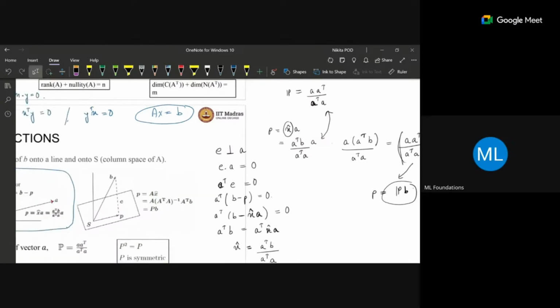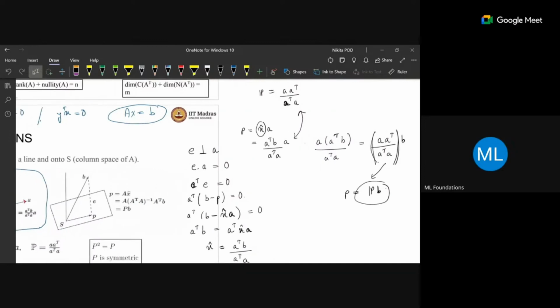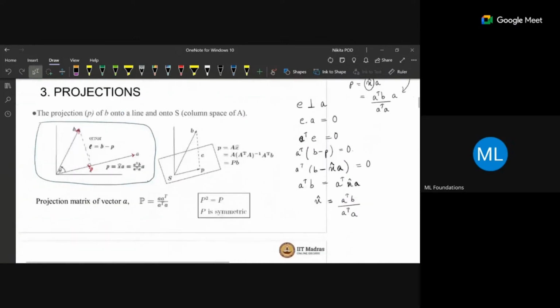So this was when you are projecting a vector onto a line. But in general, we would be interested in projecting a vector onto the column space of A, right? So the process is again the same. It's just that now you're projecting B onto the column space of A. So let's say this is my column space of A. There will be different vectors you will have here, there, right? And now you are projecting B onto this P, onto this column space of A, right?